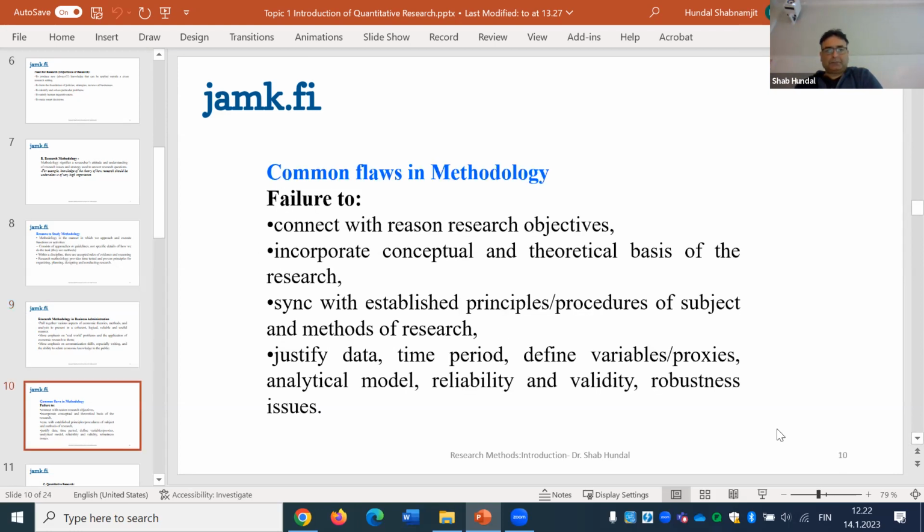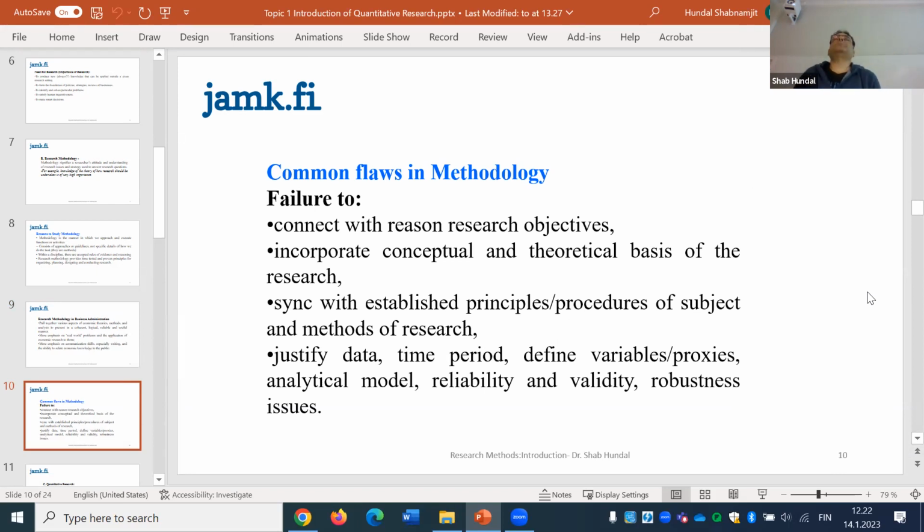The main problems with the methodology: it's very important to know what is missing. Connect with the reason for the research objectives. There is no connection between your research objectives and questions with the methodology.